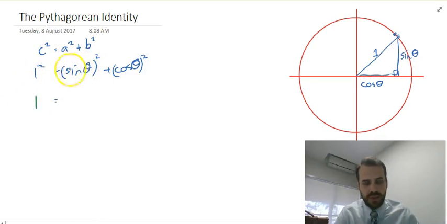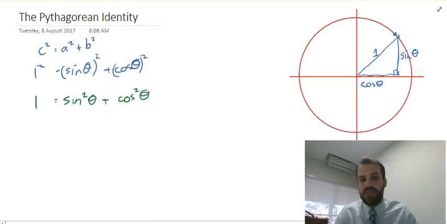Now, sine theta in brackets squared gets written so much that it's got its own special little shorthand. Sine to the power of 2 theta. Now, that does not say sine to the power of 2 theta. This says sine theta squared. It's just a special shorthand that avoids brackets and makes things a little bit neater for us. Similarly, this gets written so frequently that we write cos to the power of 2 theta, which actually says cos theta squared.